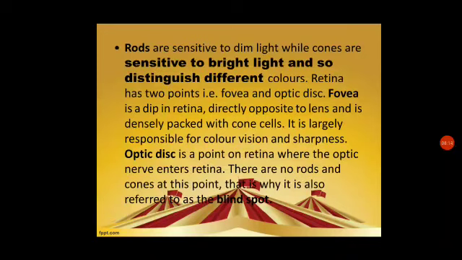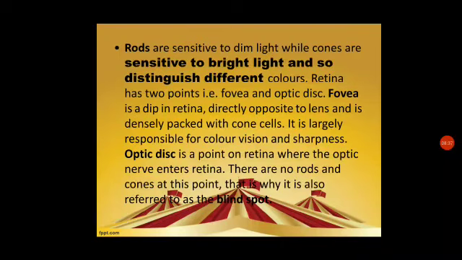The retina has two points, the fovea and the optic disc. The fovea is a dip in the retina directly opposite to the lens and is densely packed with the cone cells. As you know, the cones are sensitive to bright light. It is largely responsible for color vision and sharpness as well.